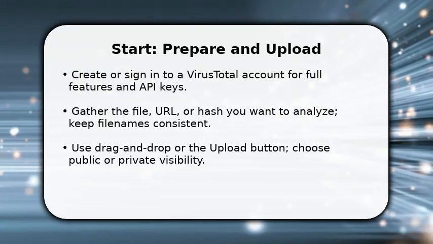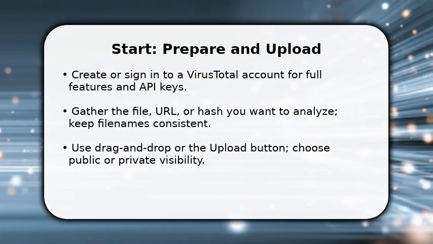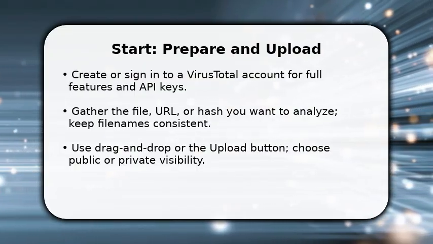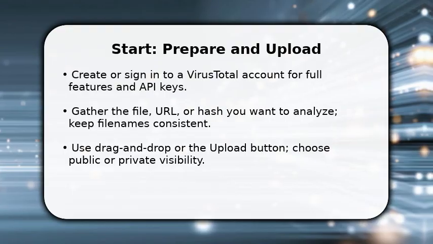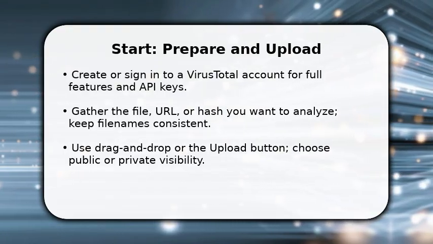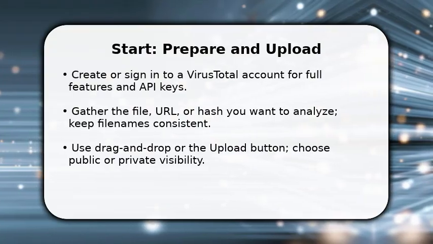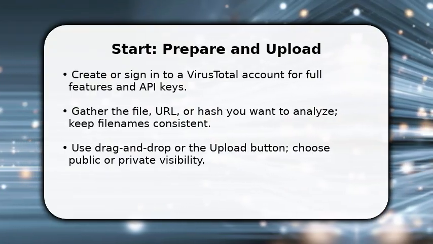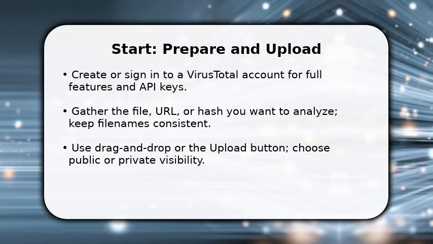You begin by signing in so you can access scans and API limits. This matters because unauthenticated use is rate limited. Once signed in, collect the file or copy the URL you need to test and decide visibility. Public shares results, private keeps it internal.